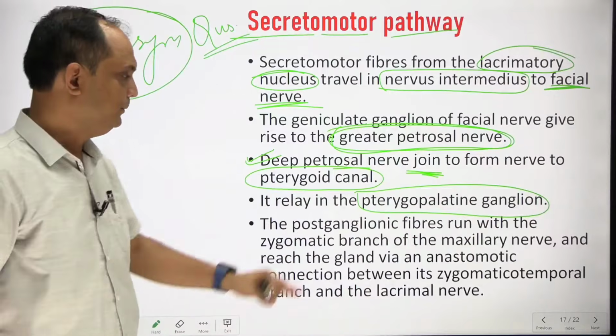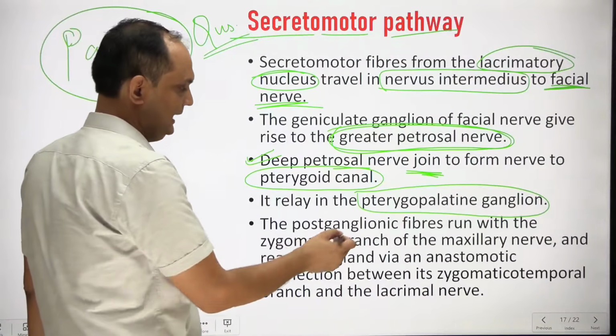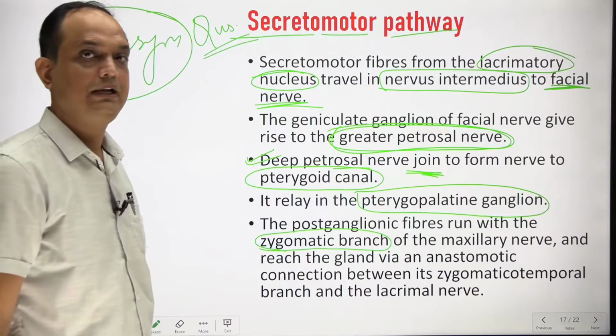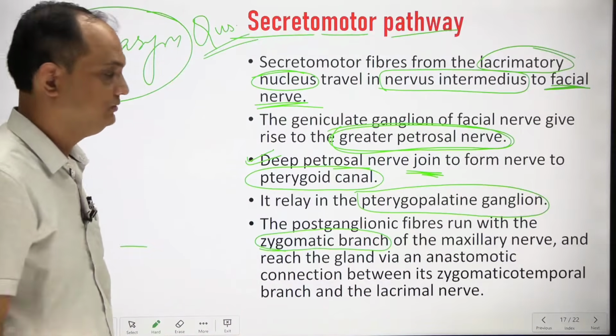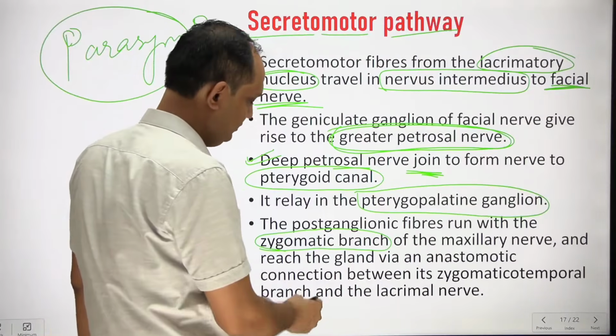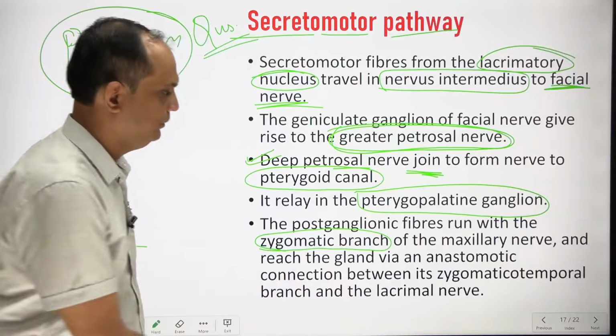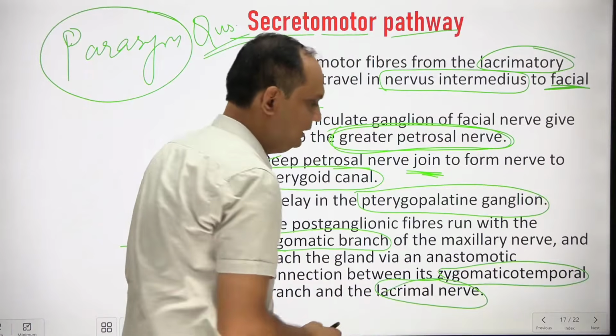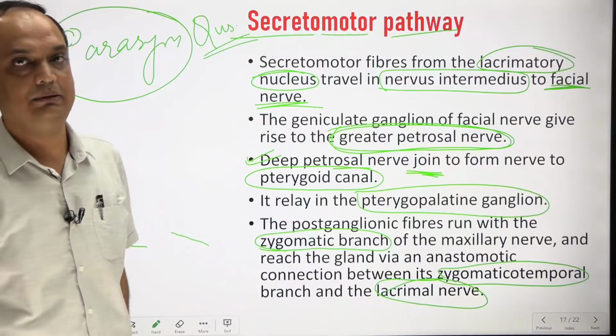Now this nerve to pterygoid canal will reach the pterygopalatine fossa, and the parasympathetic fibers will relay in this ganglion. Now the postganglionic fibers from the ganglion will pass through the zygomatic branch, and the zygomatic branch will give one more branch known as the zygomaticotemporal nerve. From the zygomaticotemporal nerve ultimately the fibers will reach the lacrimal nerve, and the lacrimal nerve supplies the lacrimal gland.